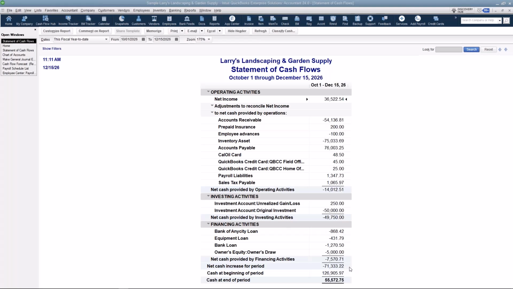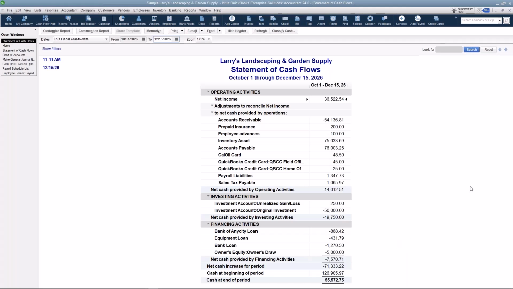We've got $71,333 and some change loss, a negative cash outflow here. So you can see that our cash at the beginning of the period, according to our bank accounts, was at 126, and now it's going to be at 55 at the end of this period, okay? So if we were to look at this and consistently see this month over month or year over year, consistently seeing this net cash decrease for those periods, right, that could indicate a problem. That could indicate some health issues.